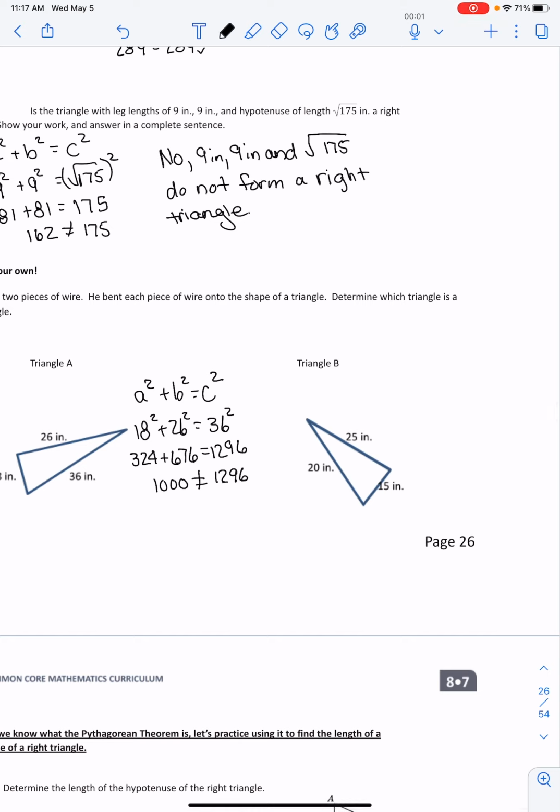So I have a squared plus b squared equals c squared. So I have 15 squared plus 20 squared. And does it equal 25 squared? Well, I have 225 plus 400. And does that equal 625? Here I have 625. And does that equal 625? And the answer is yes.